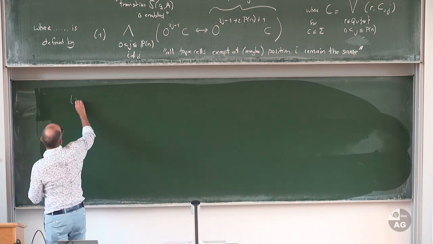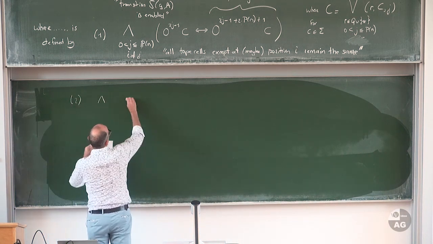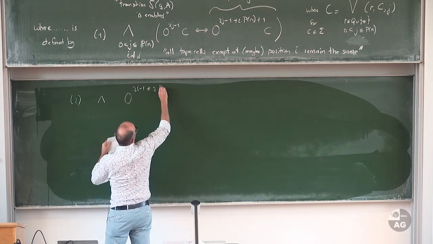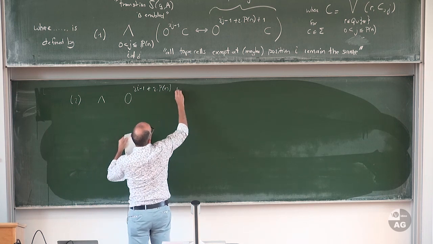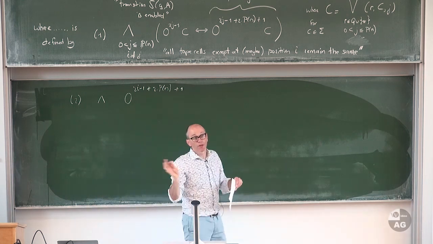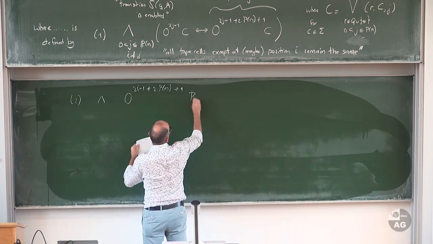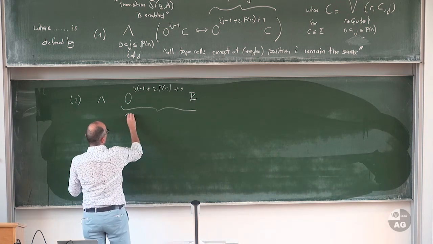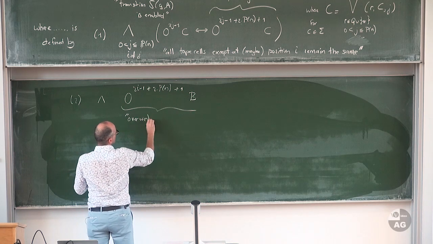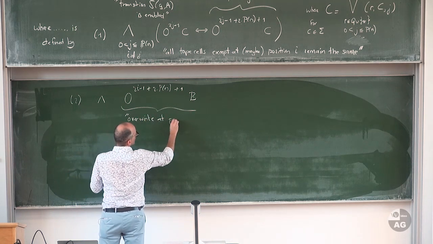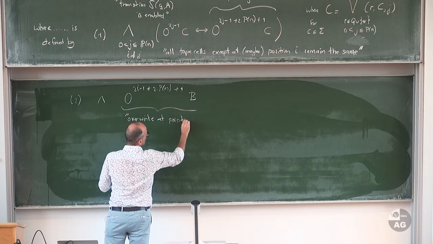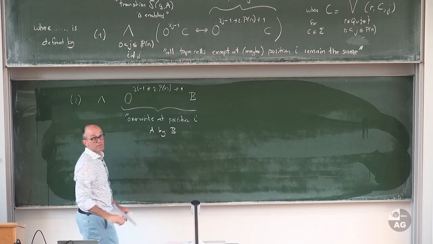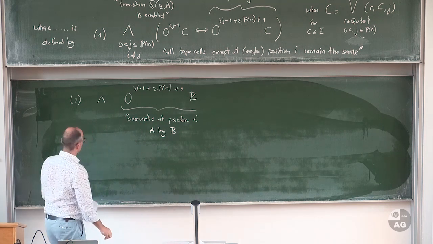And so 2. And next 2i minus 1 plus 2 times Pn plus 1. Same offset as in the other formula. Now what we need is a b. So this means overwrite at position I, A by B. Good.